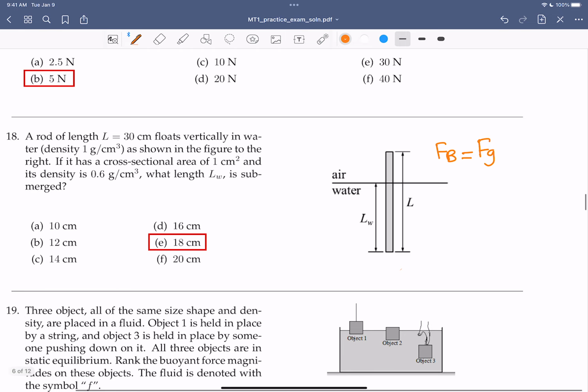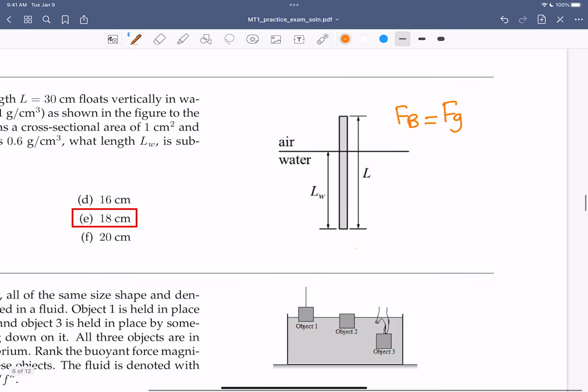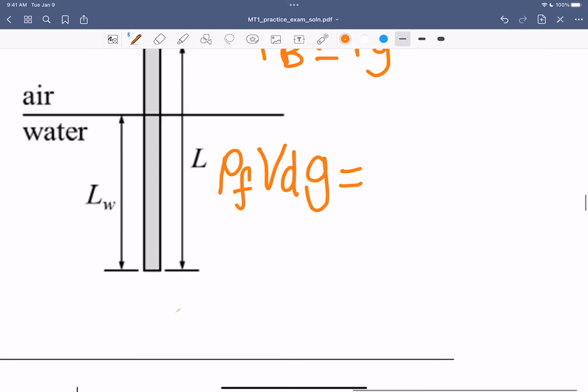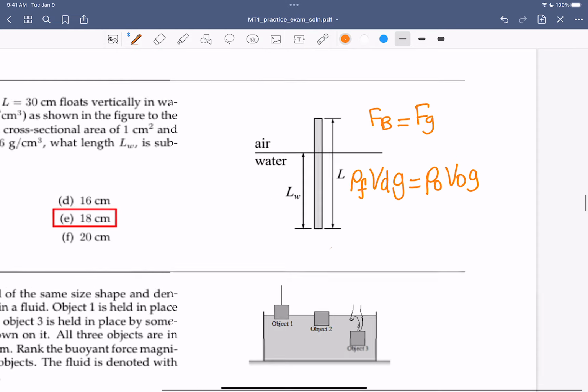Now, that being said, we can set things up here where we know that the force of buoyancy, this is really important, is only looking at values relative to the fluid. So force of buoyancy factors in the density of the fluid, the volume of the fluid displaced, and gravity, right? Force of gravity looks at the properties pertaining to the object. So we have density of object, volume of object, gravity, right?